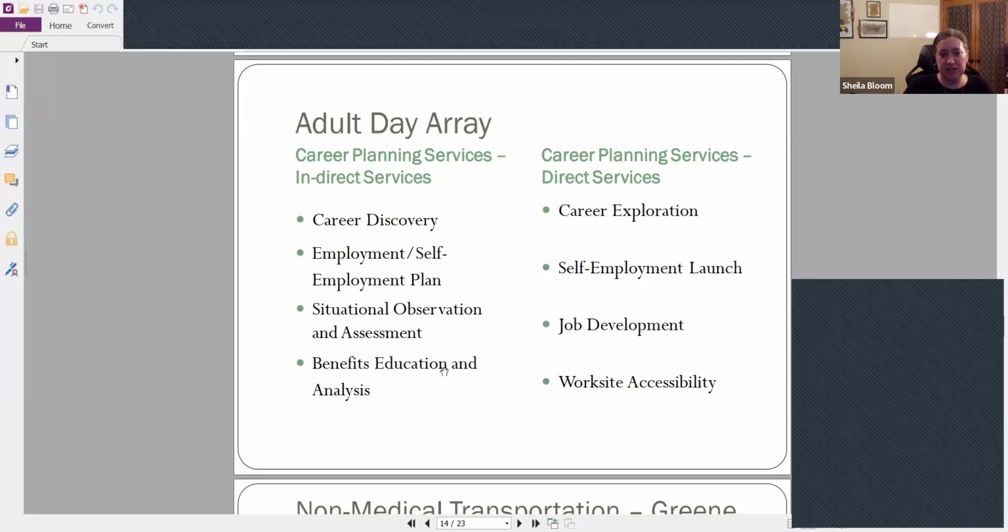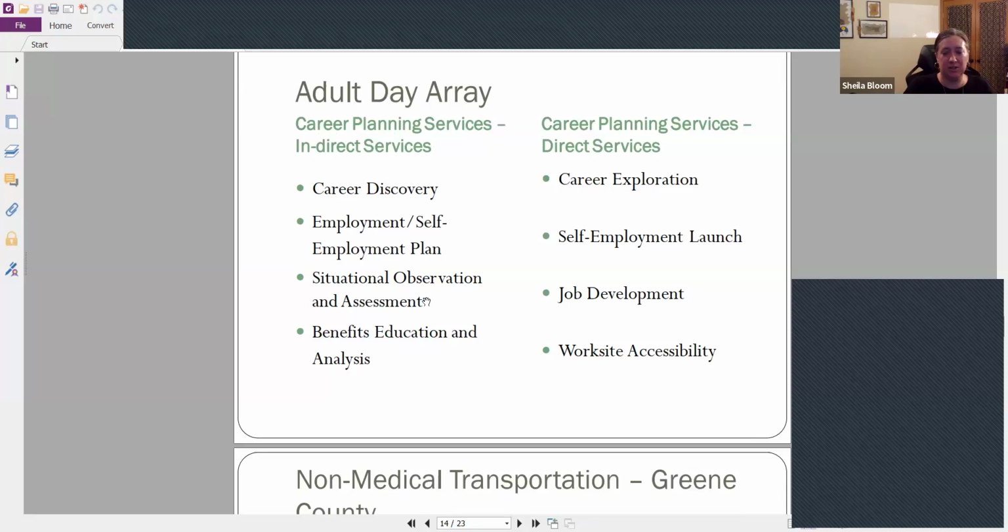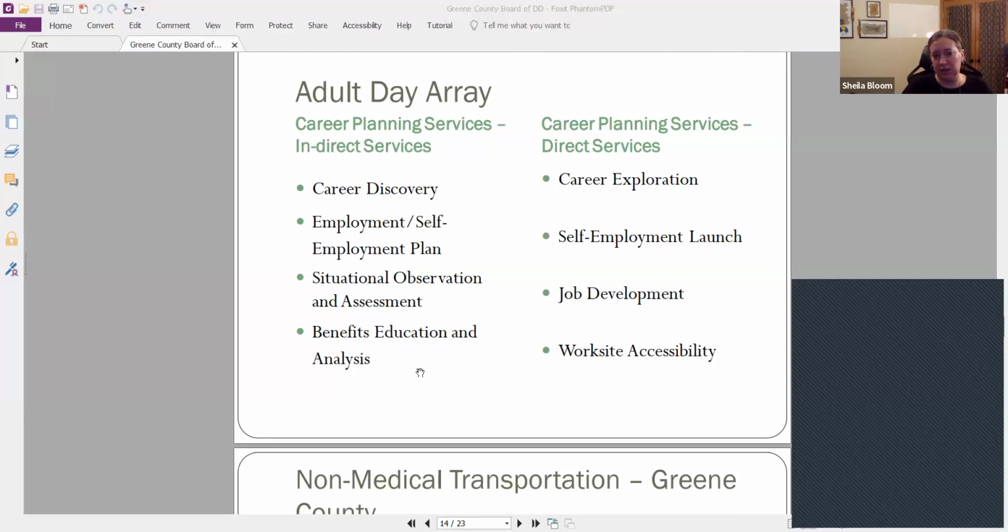Situational observation and assessment can be just another set of eyes on how can we accommodate an individual in a work setting. Are there supports that need to be in place? Are there devices that could be used to make things more accessible, easier, a smoother work environment, those kind of things. Benefits education and analysis.